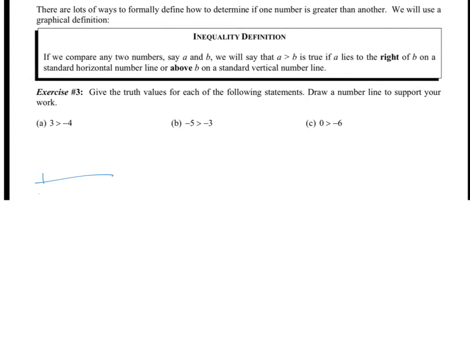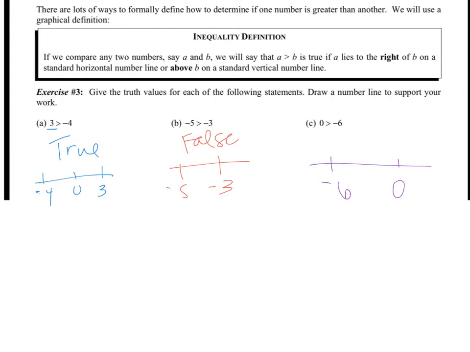So I have -4, 0, and 3. Is it true that 3 is more than -4? Yes. Next one, I have -5 and -3. Is -5 more than -3? No, it is to the left on the number line. And the last one, if I have -6 and 0, is 0 to the right of -6, is it more than? Yes, it is true.